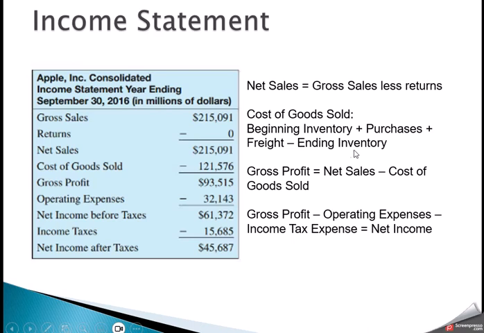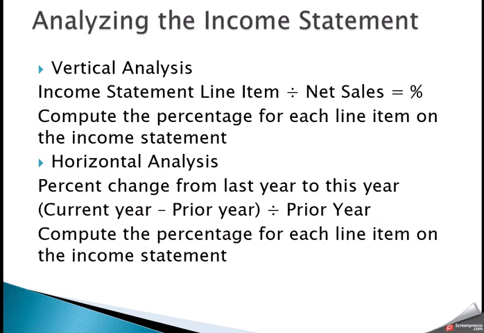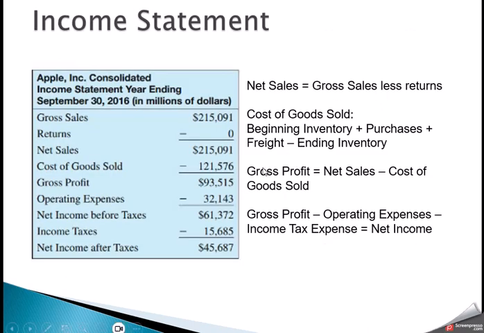So if we're a retailer, we're always starting with something, we add to it, and then we subtract out what we're left with. The assumption then would be whatever we're not left with, we must have sold. So that goes to our cost of goods sold. So then our net sales minus our cost of goods sold gives us our gross profit.